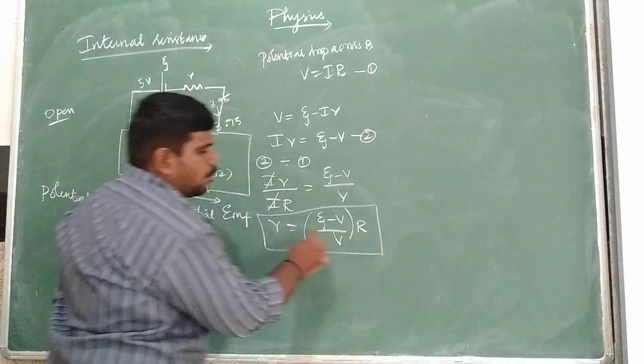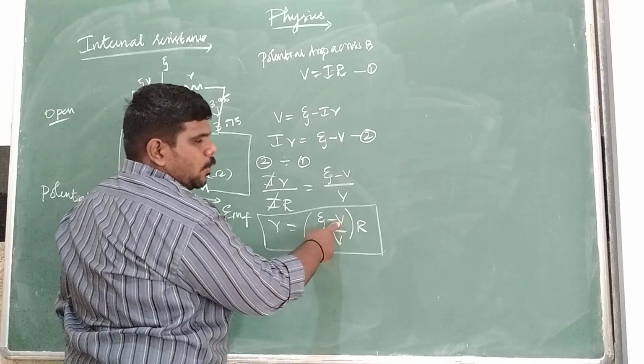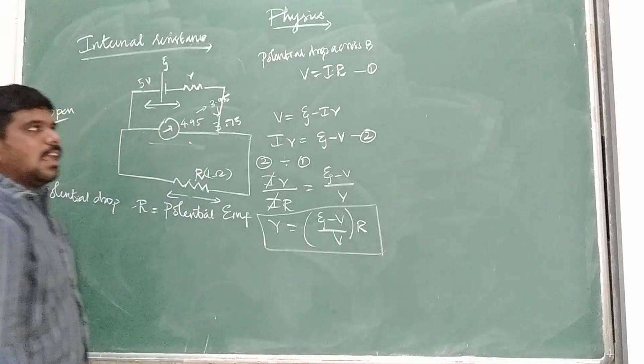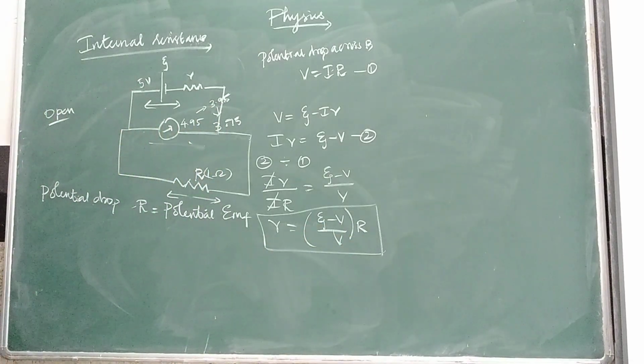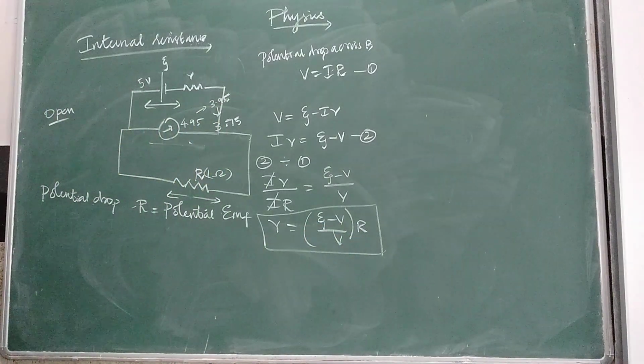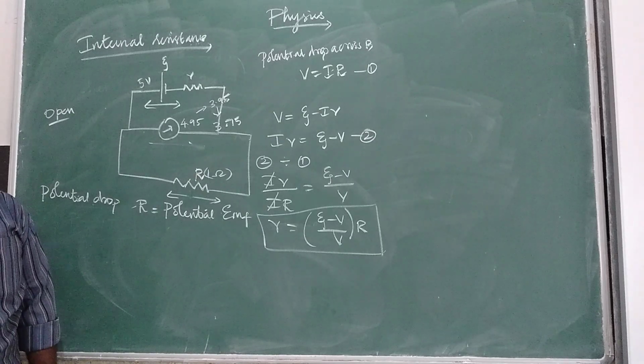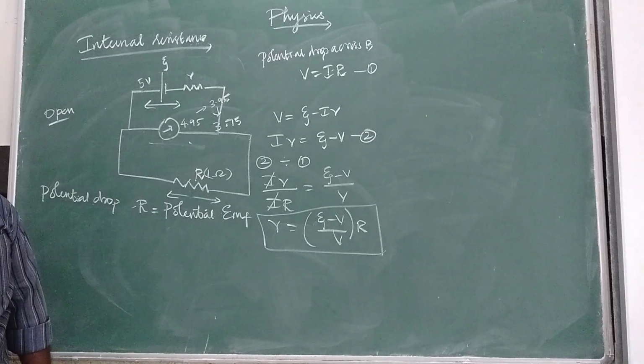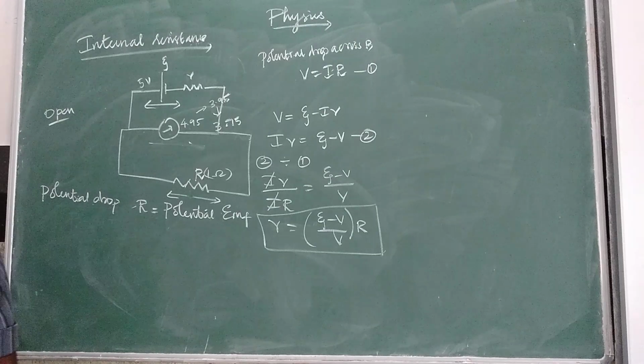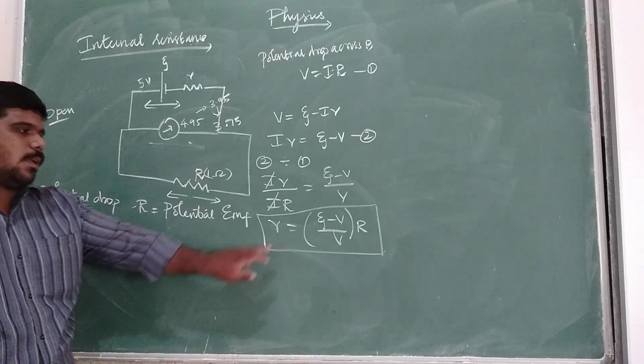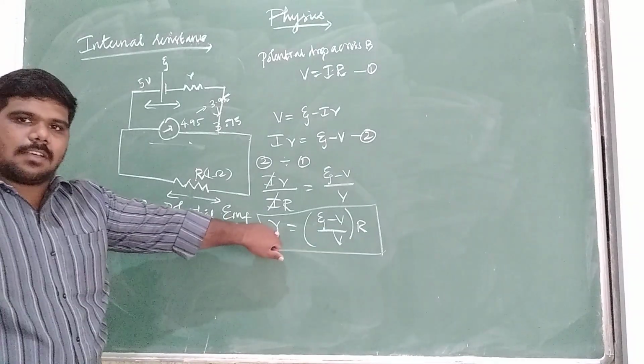Actually, it should show 3.95, but it shows the value of 3.75. Okay, so what's the point there? Due to the internal resistance of a cell, the voltmeter reads a value less than the EMF of the cell.